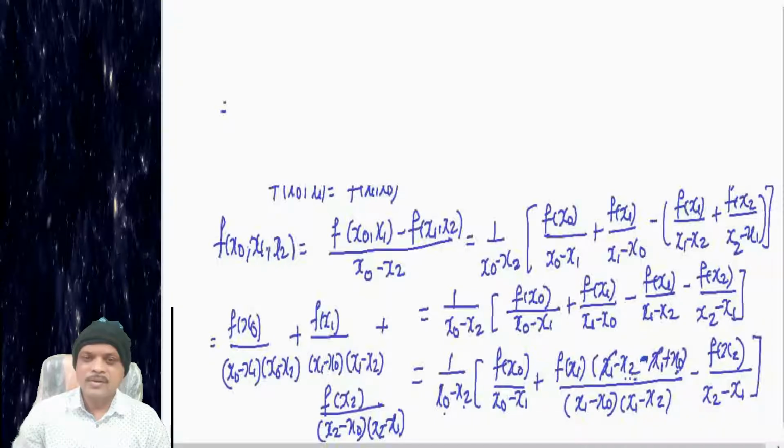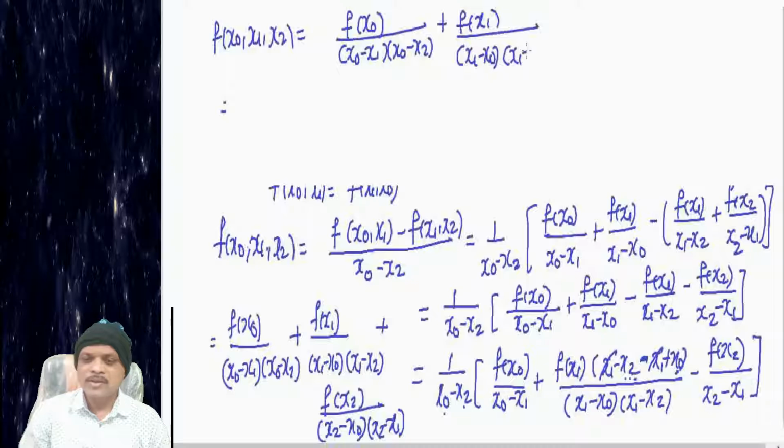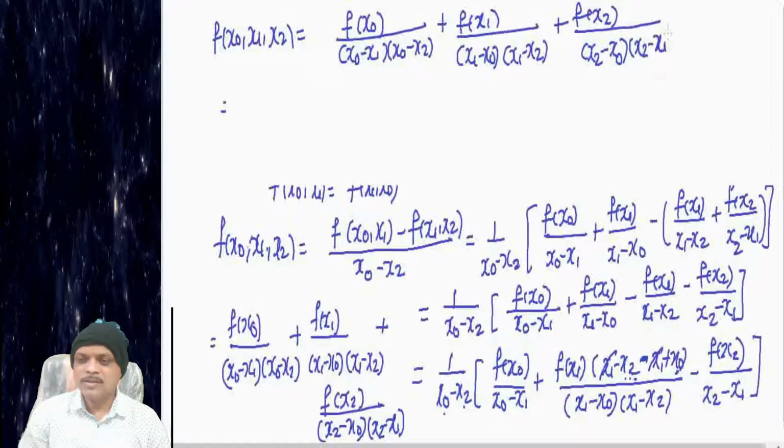F of x0 comma x1 comma x2 equals f of x0 divided by x0 minus x1 into x0 minus x2, plus f of x1 divided by x1 minus x0 into x1 minus x2, plus f of x2 divided by x2 minus x0 into x2 minus x1. This is the value for three arguments.